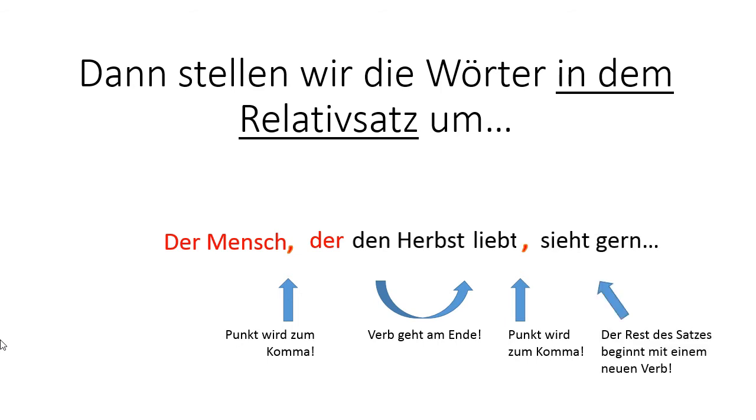So if I have an example here, der Mensch, der den Herbst liebt, and if I'm going to continue the sentence, which I would here because that isn't a complete idea, I'm going to begin then with a verb. And you're going to end up with a structure that looks like verb, comma, verb.